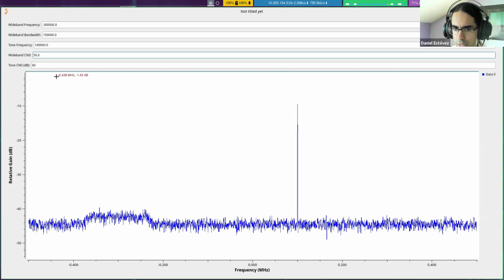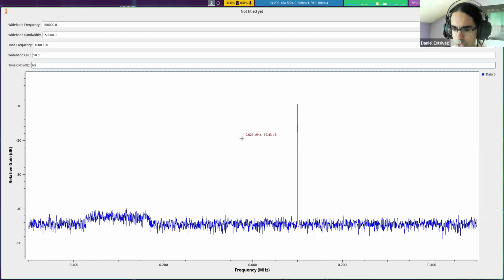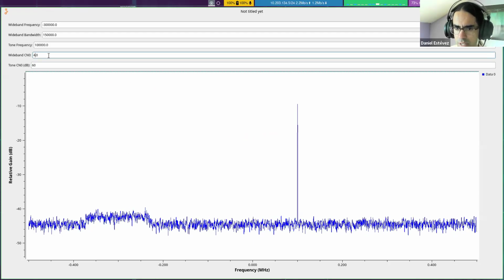So okay, that's what happens for the wideband thing. With this kind of processing, it can be detected. I don't know, maybe let's call it 47.